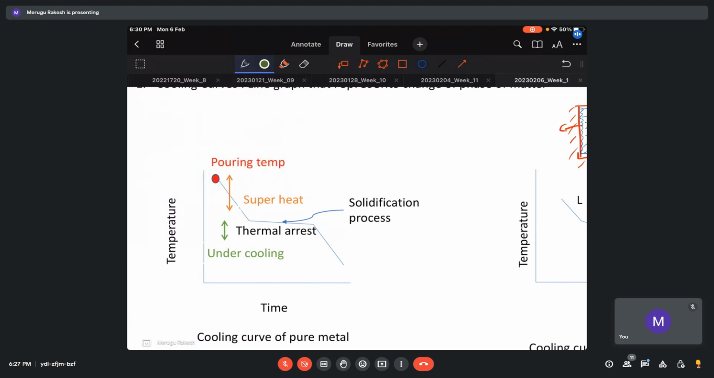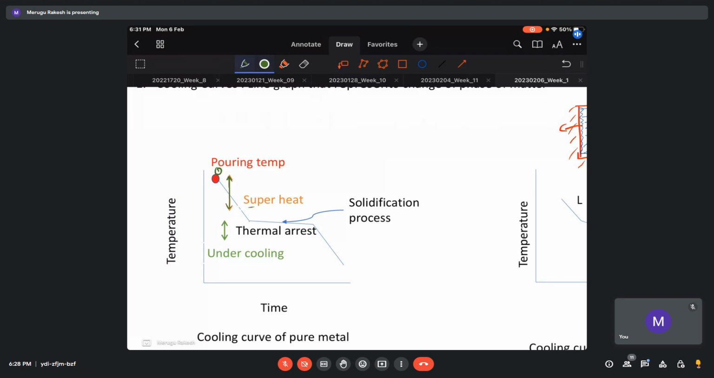So this is the pouring temperature. From that point we are cooling down. This is the superheat that you need to give, and undercooling is what is needed to transform from the liquid state to the solid state. In the casting process we need to provide superheat because we have to carry the metal from the crucible, say from the furnace, to the molding zone. There is some time that is taken. So we heat the metal more than its melting point, so that while pouring we have some time to pour the metal. That is the superheat we are giving.